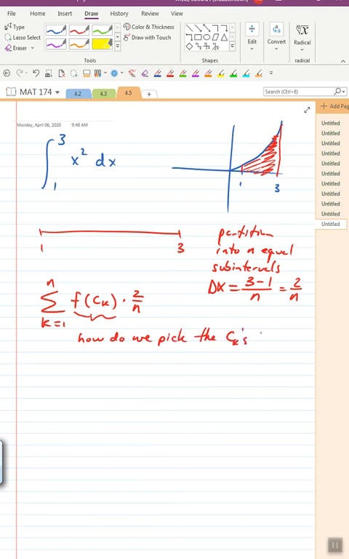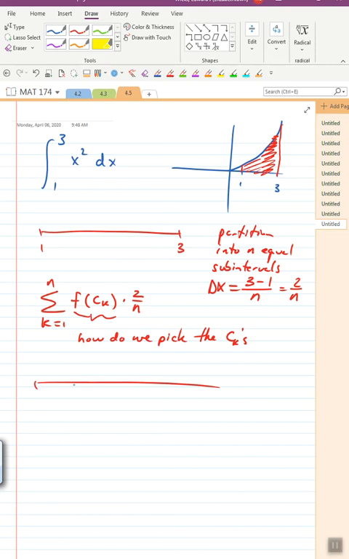Okay, so question for you. From what we talked about last time, does it matter where I pick the CKs? Does it matter if I pick the left endpoint, the right endpoint, the midpoint, or any other arbitrary point from each subinterval? Will it matter once I take the limit? No, absolutely not. So, you pick something easy. Alright, what's the simplest thing?